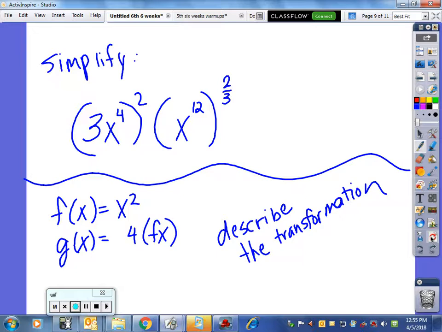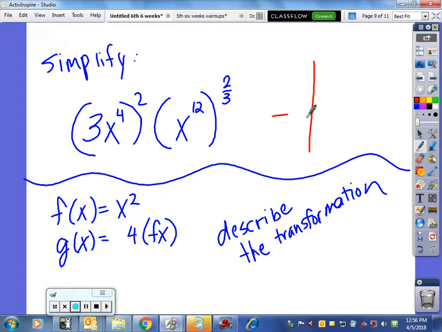Alright, moving on, folks. Here's another transformation problem. I just want you to get used to how they are asking it. F of x equals x squared. That's the parent function. Then they're making a new function, and they're taking f of x, which is what now? X squared, and what are they doing to it? Multiplying it by 4.